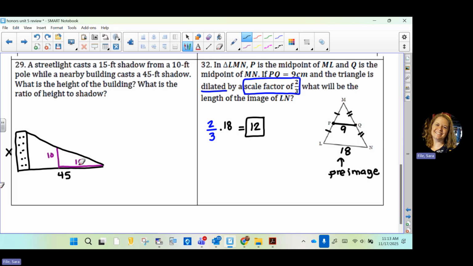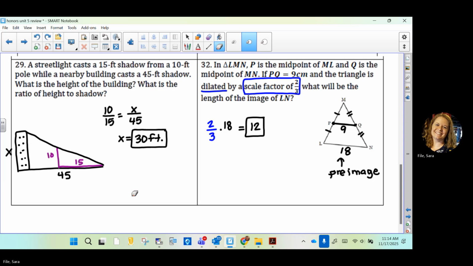So 10 is to 15 as X is to 45, because 45 is that whole length, right? So 10 is to 15 as X is to 45. And then you would cross multiply and divide. So 450 divided by 15, and you get 30. These were all given in feet, so this is 30 feet.